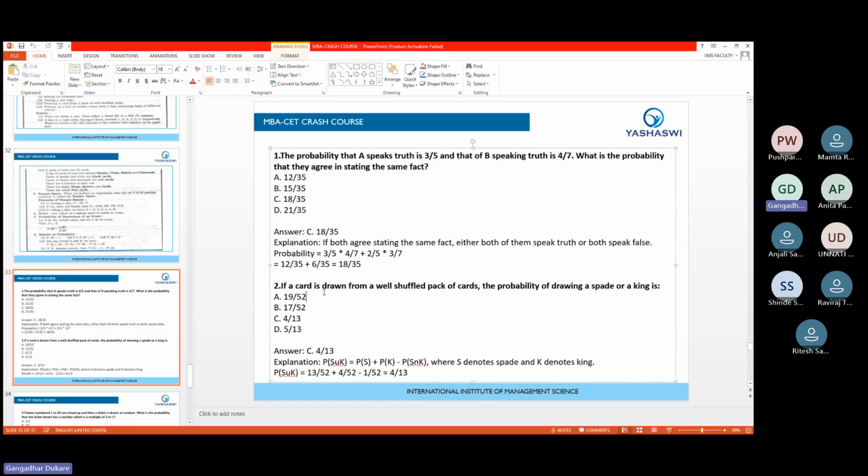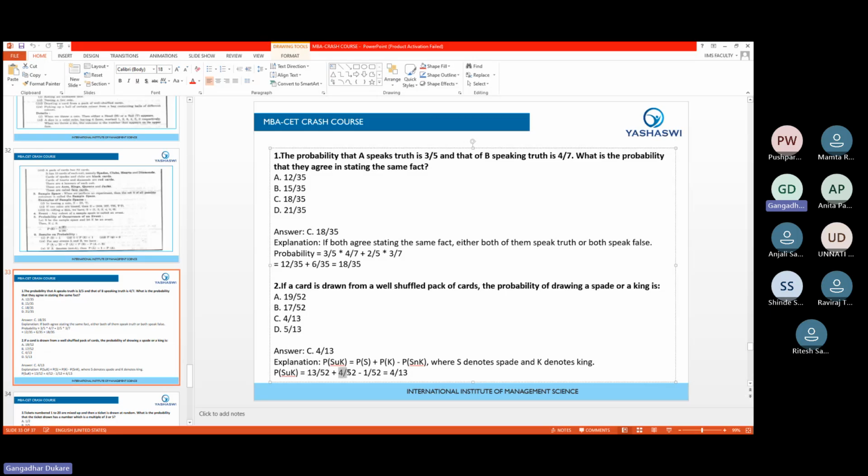If a card is drawn from a well-shuffled pack of cards, what is the probability of drawing a spade or a king? In that case, the probability is the summation of the probability of S and the probability of K, minus the probability of both of these cards, where S denotes the spade and K denotes the king. That is 13 by 52 plus 4 by 52 minus 1 by 52.